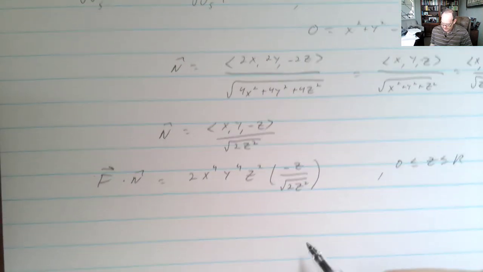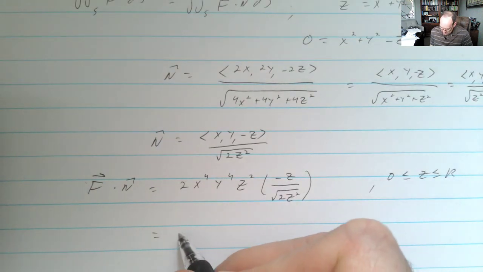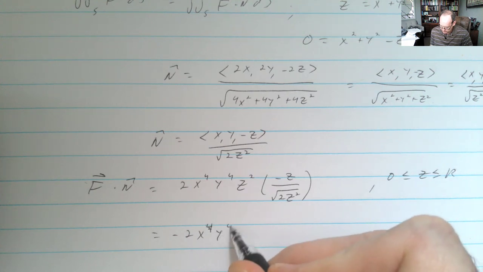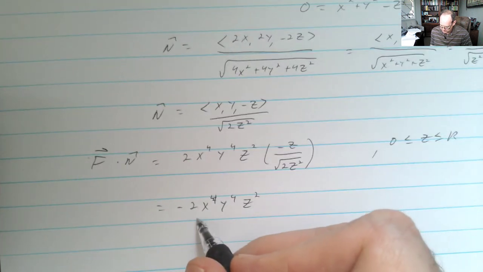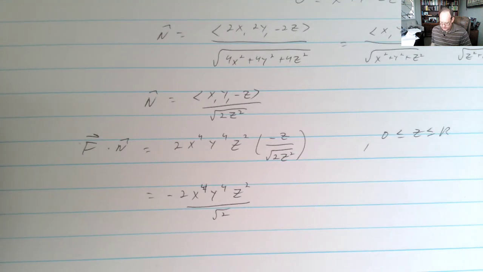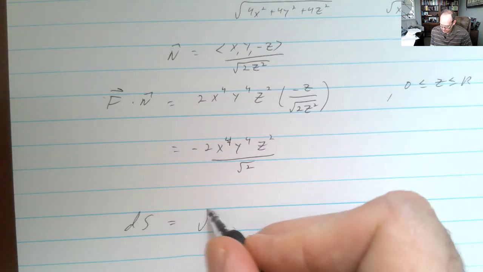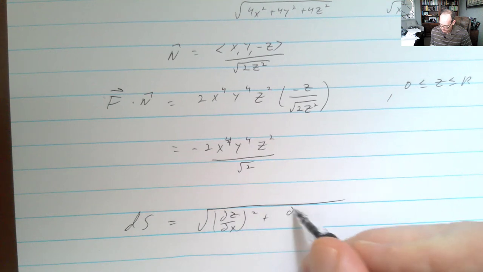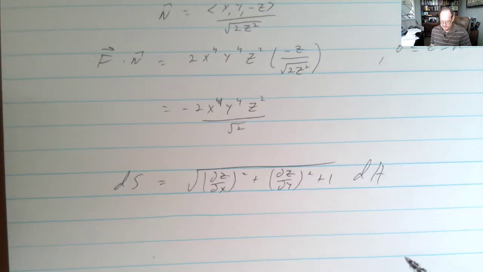So in the end, we're just going to have negative 2x to the 4th, y to the 4th, z squared over root 2. It might simplify, but let's leave it. It's going to go away anyway. dS is the square root of partial z partial x squared plus partial z partial y squared plus 1 dA.